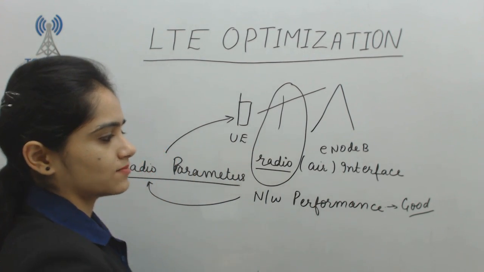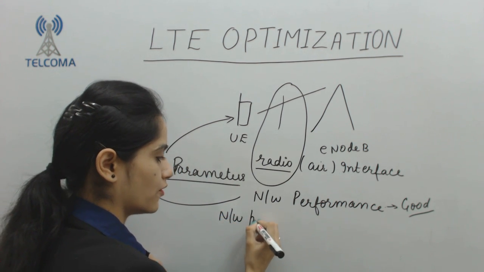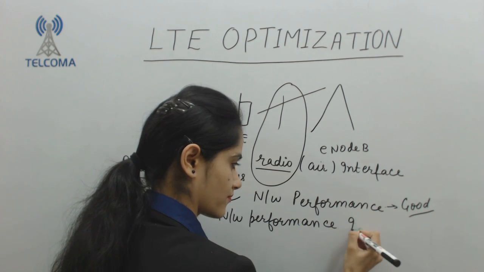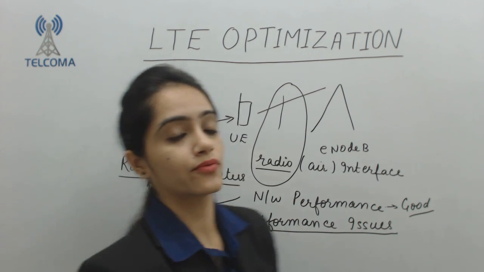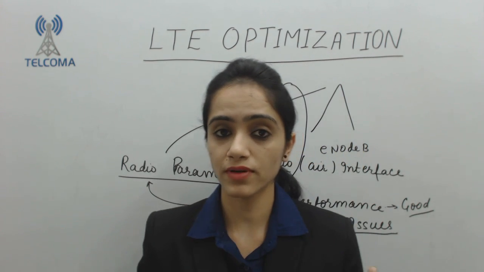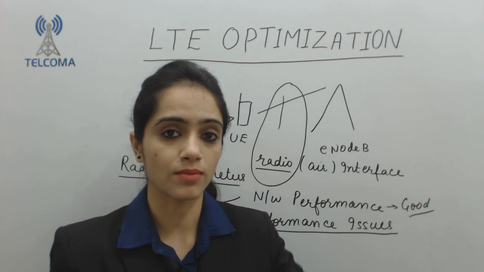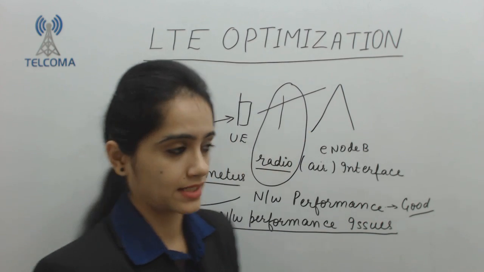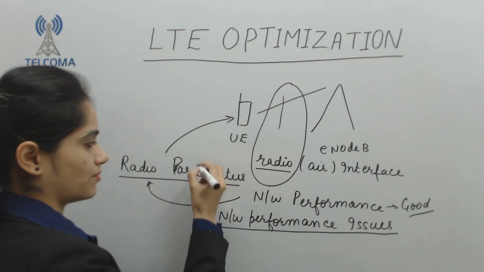So optimization basically deals with network performance issues. Whenever we have network performance issues, we want to remove them, and for removal of those issues we have optimizers. Those who optimize the network remove all the issues that we are facing in the network. So, optimization.